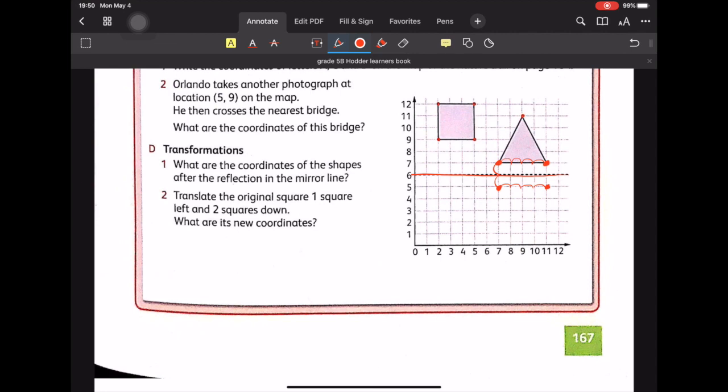So this one is left, so we will say 1, 2, 3, 4, and 5. So we're going to end up here. So our triangle is going to be like this. Okay, let me color it to make it obvious. So this is the reflection of our triangle.